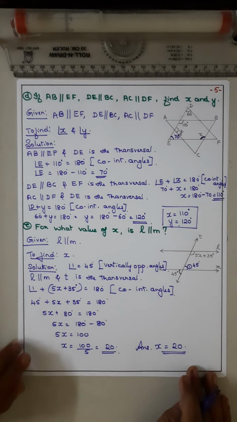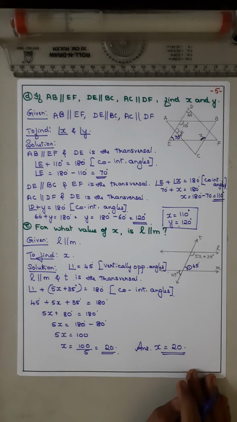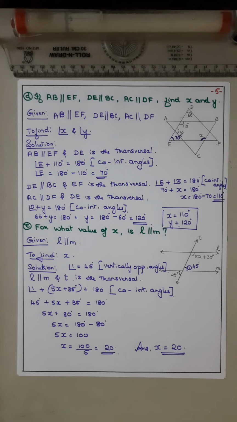When x is equal to 20, the lines are parallel. See, whenever the value of x is asked to be found, you consider the two lines to be parallel and use the rule: the corresponding angles, alternate interior, alternate exterior, or the co-interior angles.